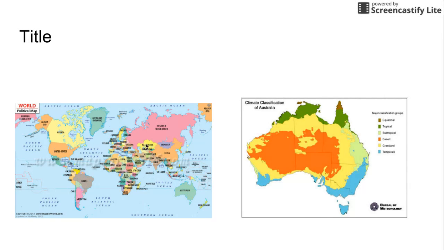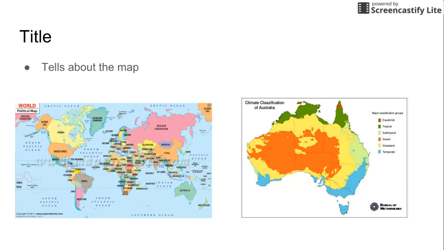The last main part that we're going to look at, which again is not in your packet, but is important for us to cover, is the title. Titles are very easy. They're just simply telling us what the map is that we're looking at. So for example, over here in the top left-hand corner, we know that we're looking at a political map of the world. And over here on the right-hand side, we know that we're looking at the climate classification or the climate grouping of Australia.